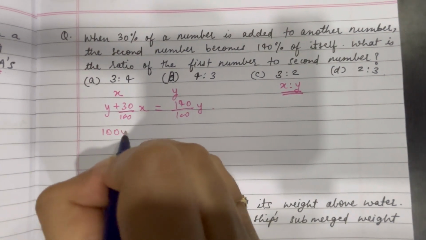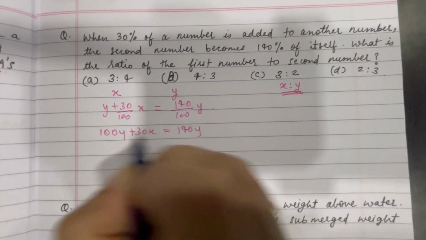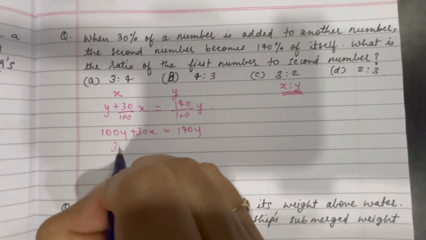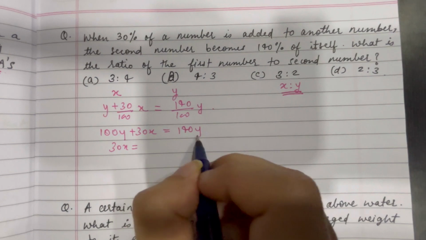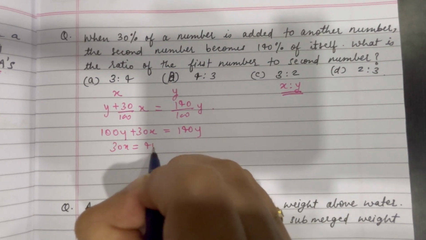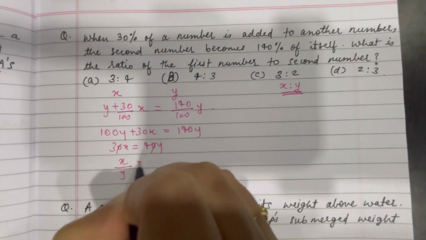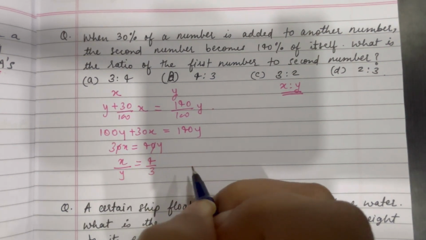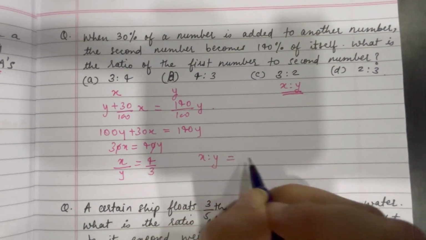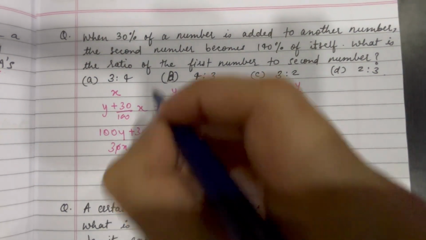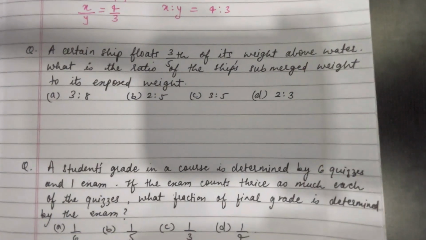Okay, so 100y plus 30x equals 140y. 100 will cancel from both sides. 30x equals 140y minus 100y, that would be 40y. 0 will get cancelled. X by y equals what? 4 by 3. Okay, that is nothing but x is to y can be written as 4:3. Option B is our answer. Let's move on to the next question.